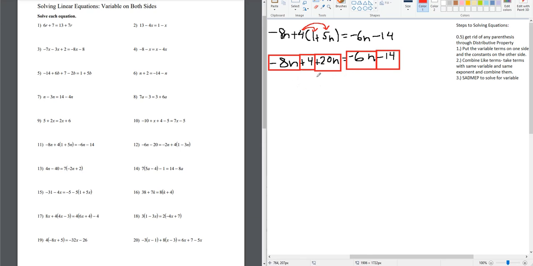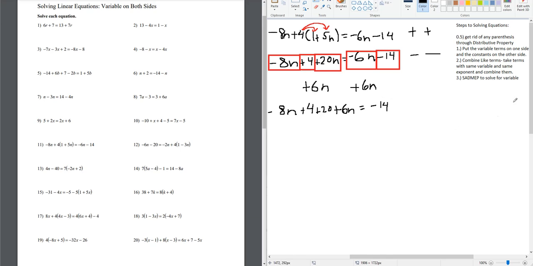So what I'm going to do here is, let's see, this negative 6n needs to be put to the other side. So I'm going to put positive 6n. Remember, plus and positive, minus and negative, they're the same thing. They're interchangeable. So if this says a negative 6n, you could also think of it as a minus 6n. So I'm going to plus 6n to both sides. So this ends up with negative 8n plus 4 plus 20 plus 6n equals negative 14.